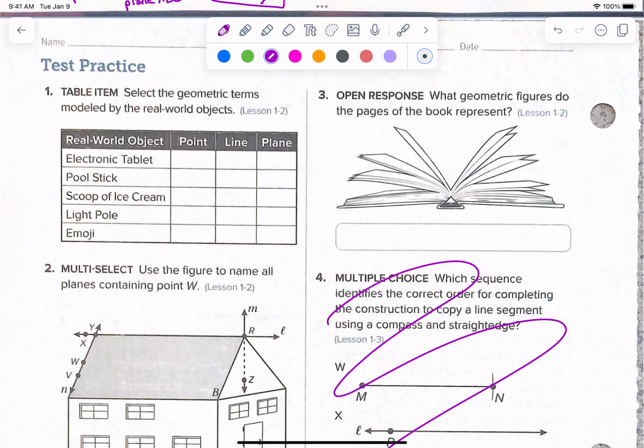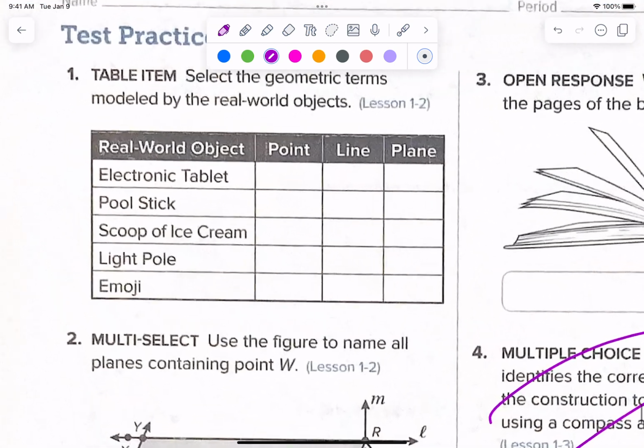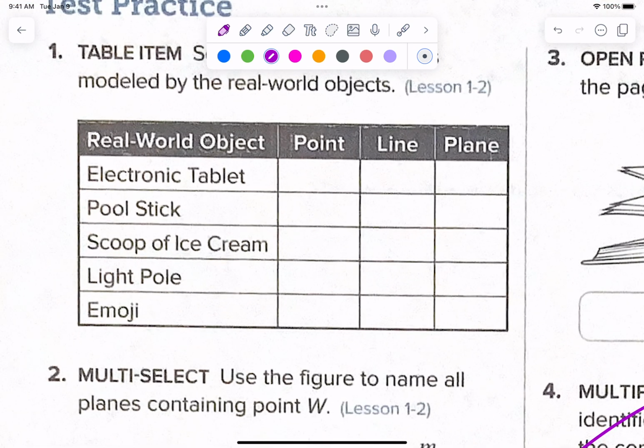Here we go. Number 1, they say select the geometric terms that are modeled by the real world objects. Some of these are kind of weird objects. So an electronic tablet, like my iPad, is that a point, a line, or a plane?